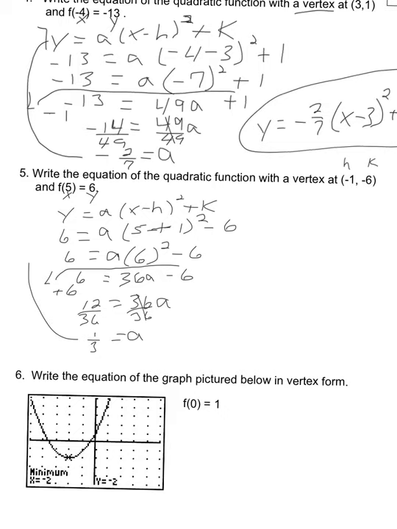Gonna take that, plug it back into the original, put my x and y back in. So y equals, my a is 1/3. Okay. Put my x back in, minus my h, which is a minus 1. So a minus makes a plus. 1 squared. And plus my k, which is a negative 6.